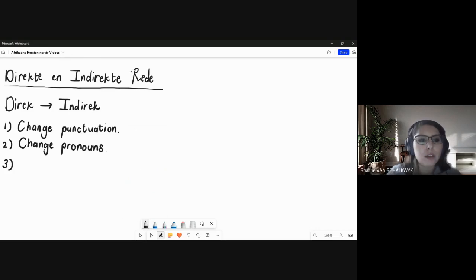And then 3 is move your verb. Why must you move your verb? Because when you go from direct to indirect, you add a group 3 conjunction. In the previous videos, in video 7.1 and 7.2, we spoke about group 3 conjunctions. So the verb must go to the back. When we do indirect speech, we add a group 3 conjunction, or we use a question word as a group 3 conjunction. So then the verb needs to go to the back. So it's move verb 1 to the back.